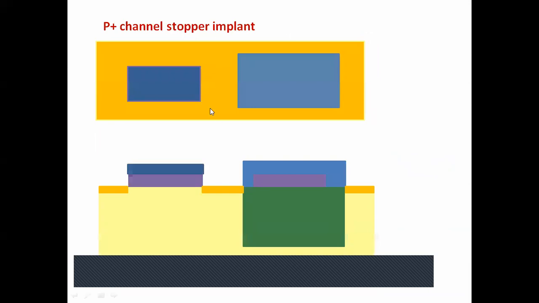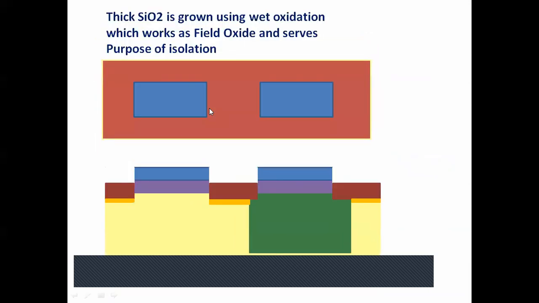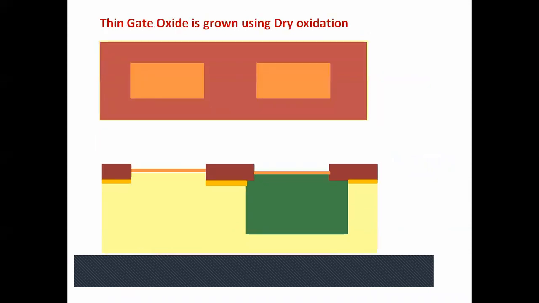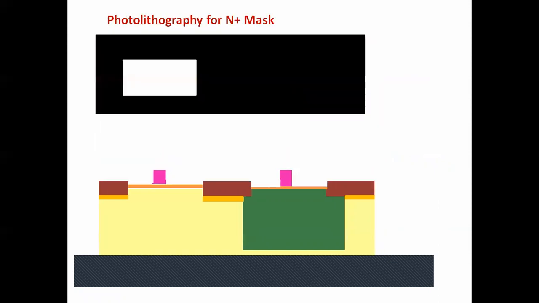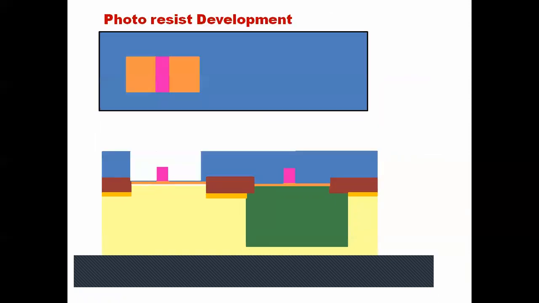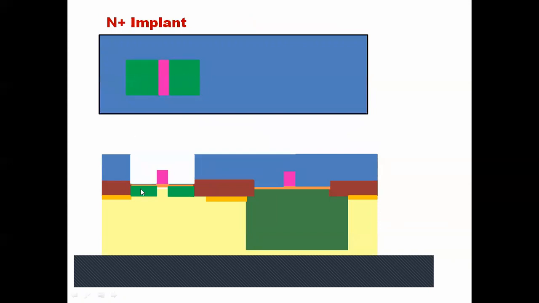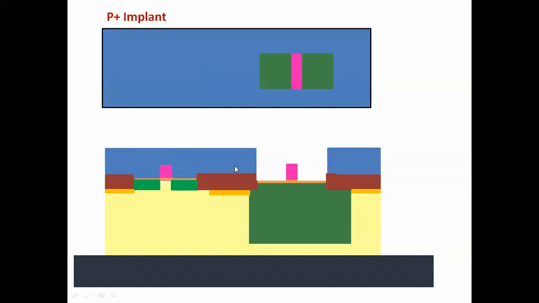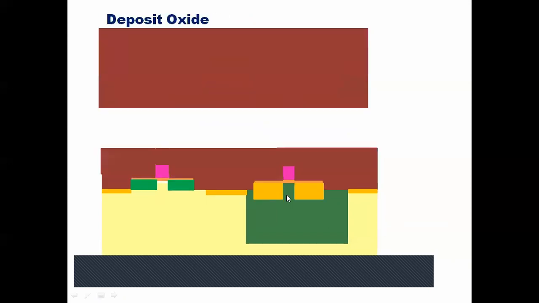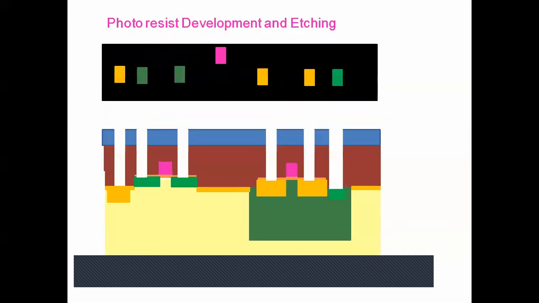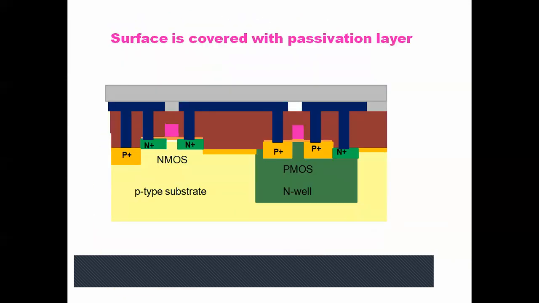So here you have to make an N plus implant, the substrate contact. Then here you have to make a P plus implant. Then here you have to make an N plus implant. Then the rest of the things are the same. In this way you can have the CMOS flow with N-well technology as well as P-well technology.